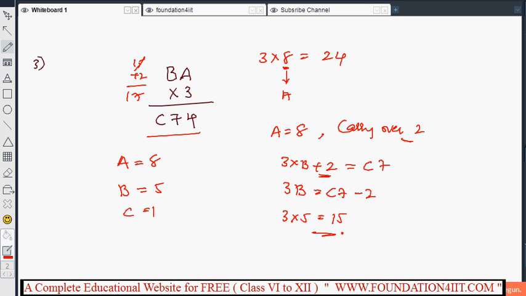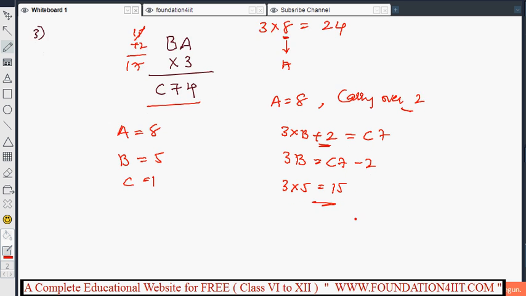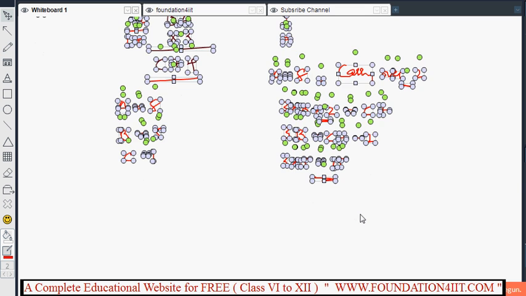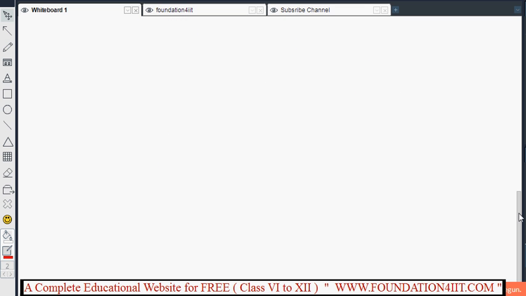Now let's look at some questions without any single letter, where we also find out the multiplications. I'll give you one question here. Find the value of A, B, C when AB into BA gives BCB.